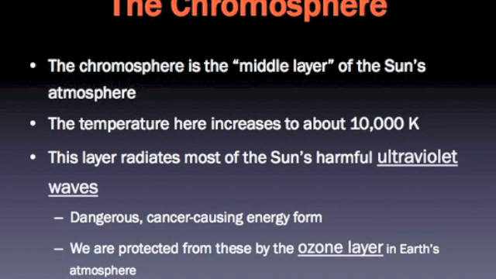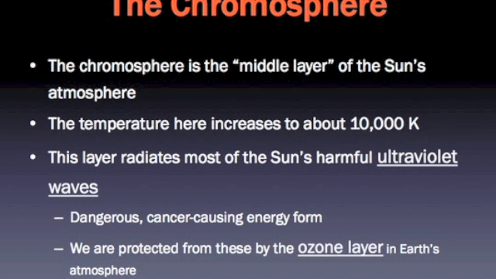Next, we move up to the chromosphere. The chromosphere is the middle layer of the sun's atmosphere. Okay, so if we look at the temperature in the atmosphere, we're again going to increase as we move up and out. The chromosphere is important because this is a layer that radiates most of the sun's harmful ultraviolet waves.